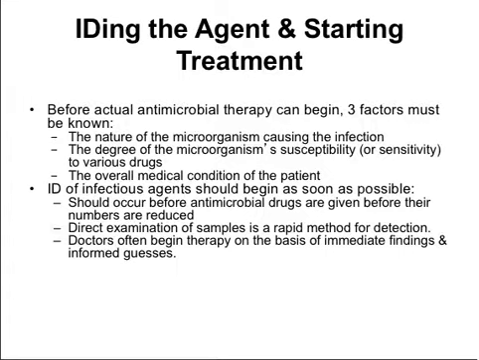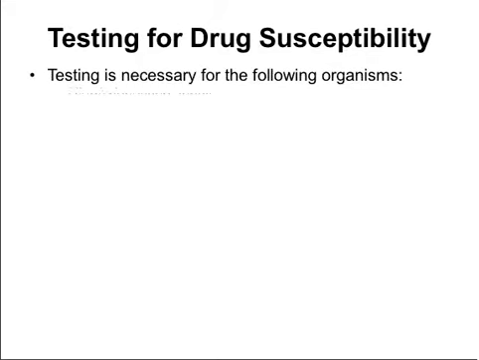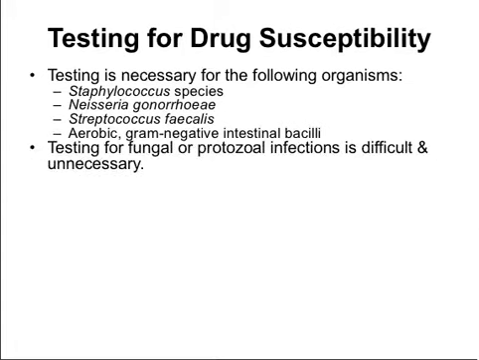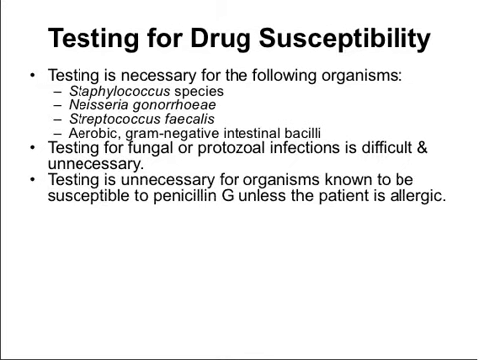Doctors often begin therapy on the basis of immediate findings and informed guesses, but statistics also inform the treatment modality. Testing is necessary for staph and Neisseria gonorrhoeae and strep fecalis and aerobic gram-negative intestinal bacteria. Testing for fungal or protozoal infections is difficult and unnecessary. It's unnecessary for organisms known to be susceptible to penicillin G unless the patient is allergic to this antibiotic.